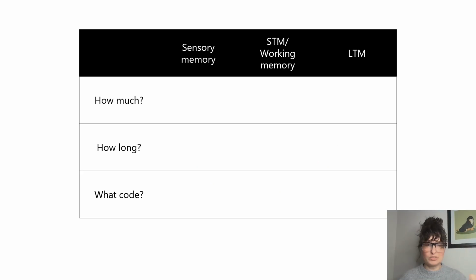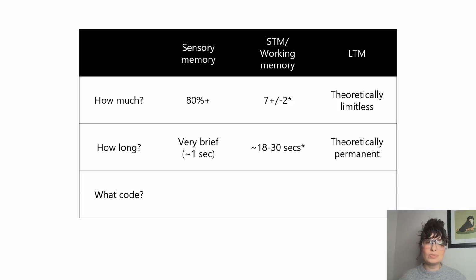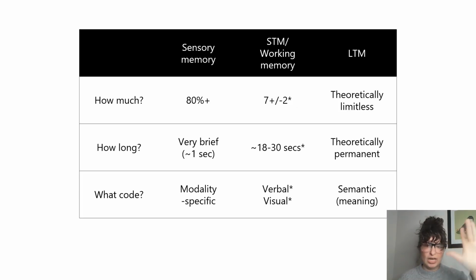So we've gone through each one of these memory stores. We've answered the question, how much, how long, what code. When it comes to sensory memory, how much? Tons. Most of the sensory information that we are exposed to probably passes through our sensory memory stores for a very brief period of time before they fade, and the code is going to be modality specific.